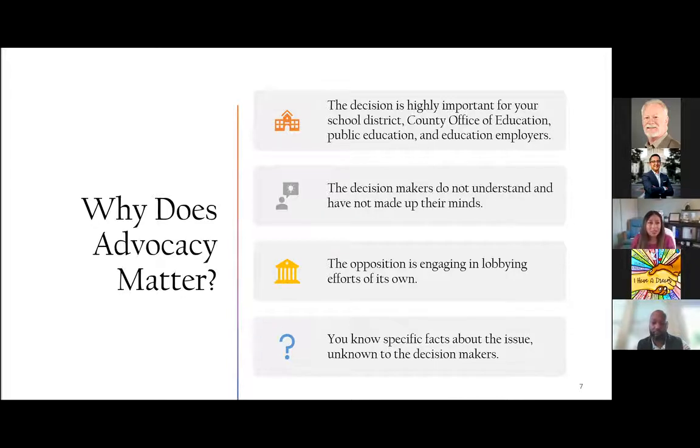So James says, so the constituent number must be per assembly member. Yes, it's per assembly member, not per the Senate as a whole and the assembly as a whole. It's per politician.